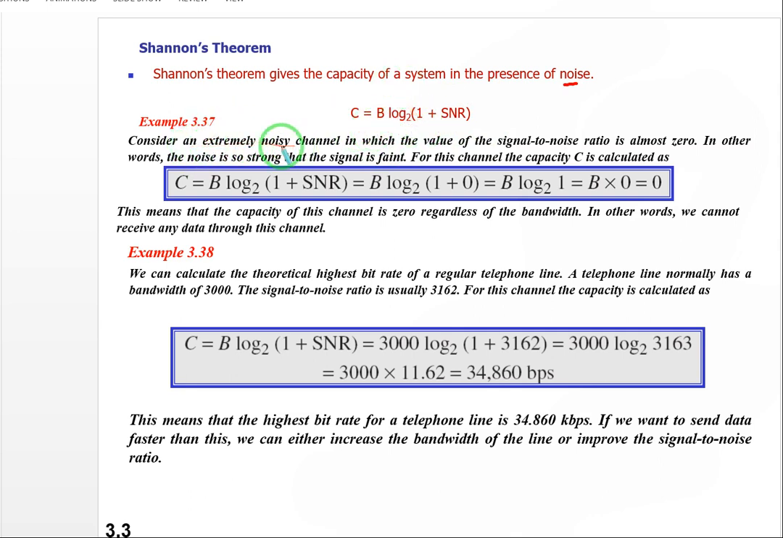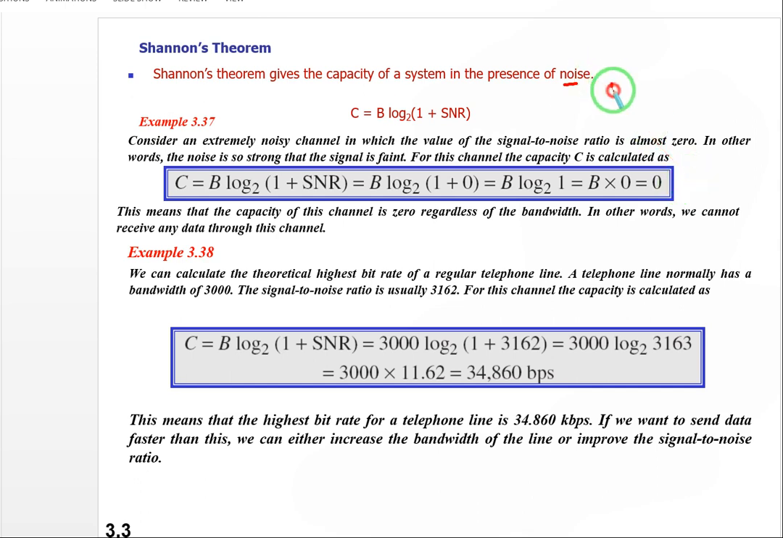So consider an extremely noisy channel in which the value of the signal to noise ratio is almost zero. In other words, the noise is so strong that the signal is weak. For this channel, the capacity C is calculated as C equals B log base 2 of 1 plus signal to noise ratio. So B log base 2 of 1 plus 0, which is B log base 2 of 1, so it's going to be 0. So what is the capacity? Capacity is going to be 0 because your signal to noise ratio is 0.